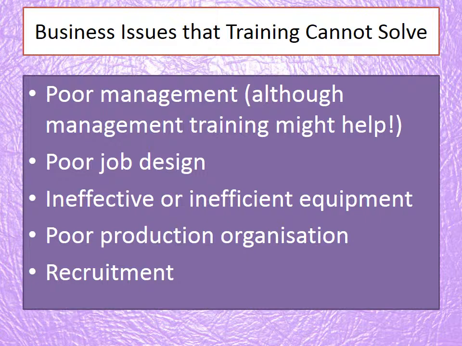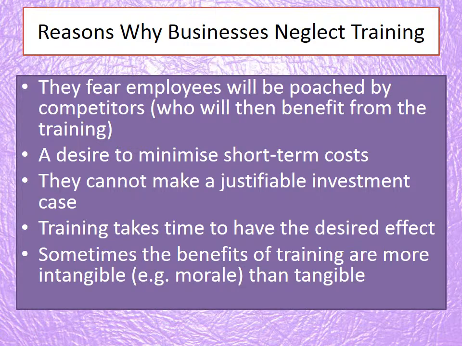Ineffective or inefficient equipment. If you've got old systems, then you're training people on new, but you're not actually updating, so again, they're not going to be very skilled at it. You've got poor production organization, or if you've got recruitment, then if you're hiring people in, you're still going to have to train them, but that doesn't necessarily mean that they're going to have a lot of the skills that are required.